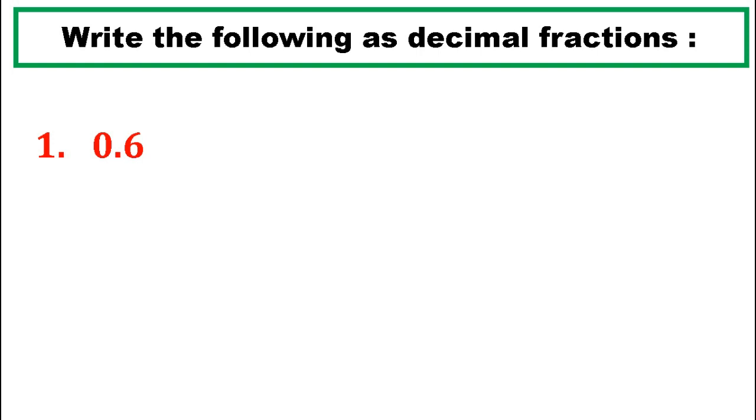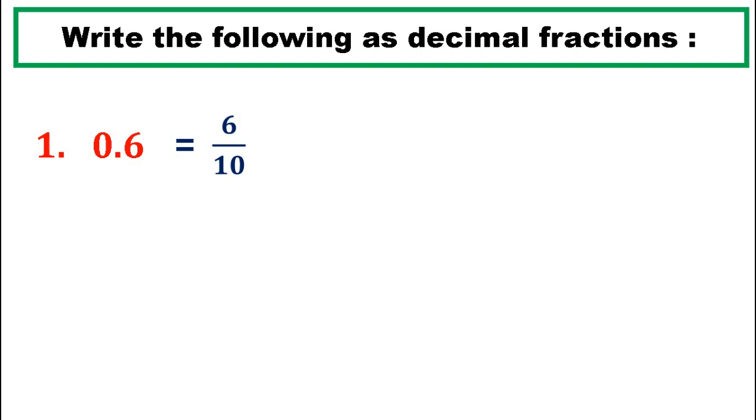The next question tells us to write the following as decimal fractions. As we can see that we have been given a decimal number which needs to be converted to a decimal fraction. The first decimal number given is 0.6. So the first step is to write the numerator as 6, then count the number of decimal places, that is the number of digits after the decimal point.